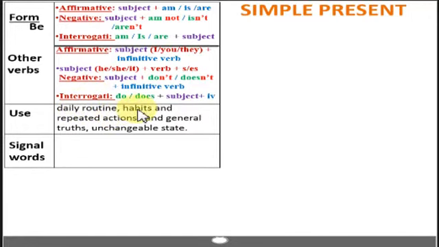It is used also with habits and repeated actions. Also with general truth or scientific truth, unchangeable states, and we use especially the simple present of verb to be with them. Okay, this is the use of simple present.